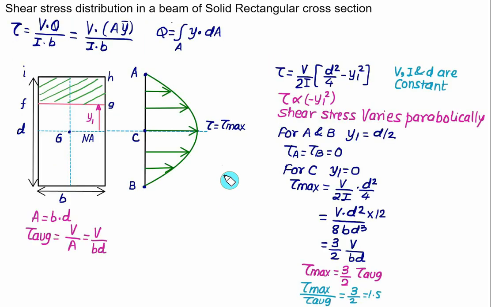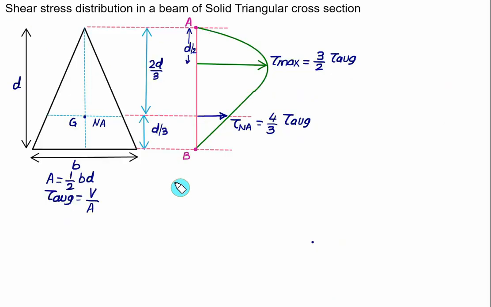So when we have a rectangular section, then the shear stress at a neutral axis is equal to the maximum shear stress, and this maximum shear stress is 3 by 2 of tau average. In the case of a triangular section, the maximum shear stress will not be at the neutral axis. Rather, the neutral axis shear stress is equal to 4 by 3 of average shear stress, and at a depth equal to d by 2.